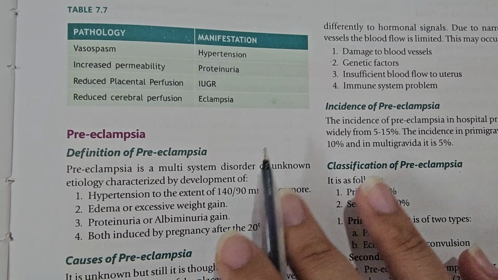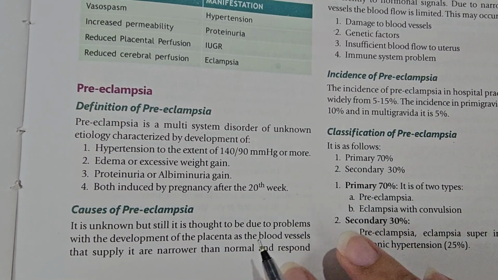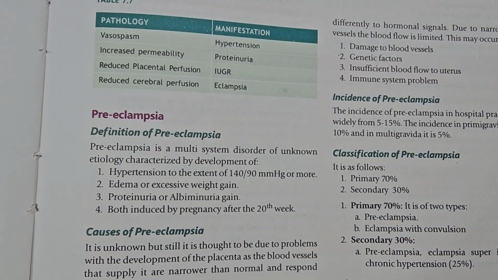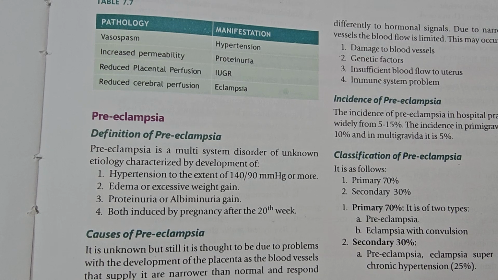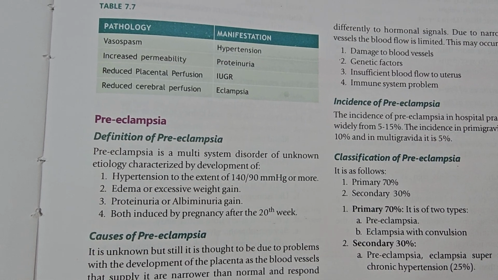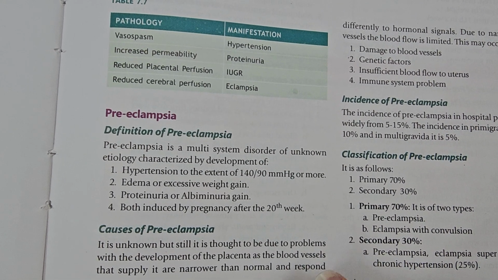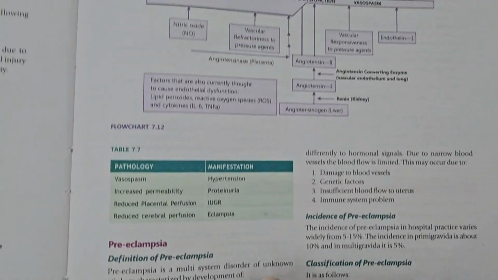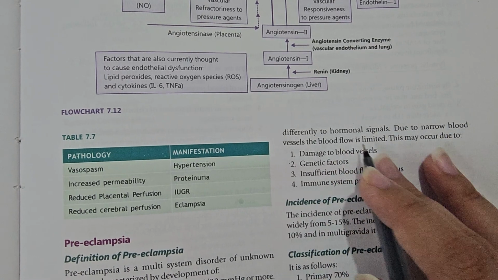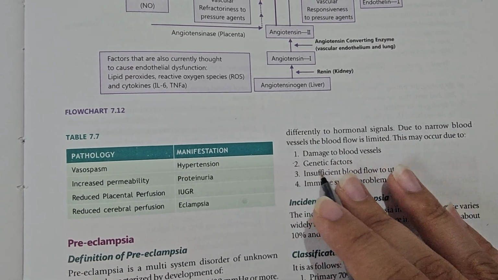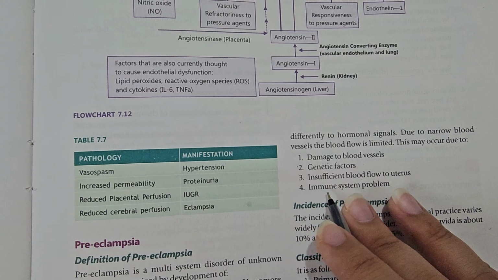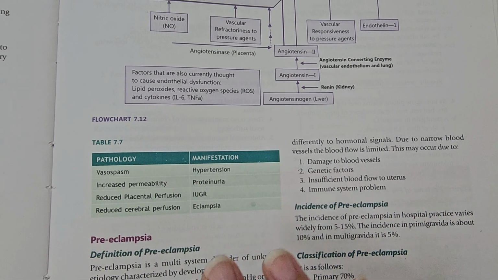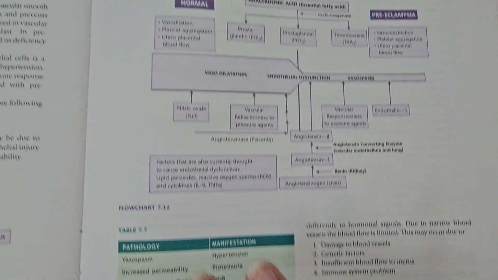Okay, why does this happen? Let's see. So those are the causes of preeclampsia. As I said, the exact etiological main cause of preeclampsia is still unknown, but there are some basic theories which are followed in preeclampsia. So these are some things: damage to blood vessels, genetic factors, insufficient blood flow to the uterus, immune system problems. Okay, but what is the main theory followed in preeclampsia?